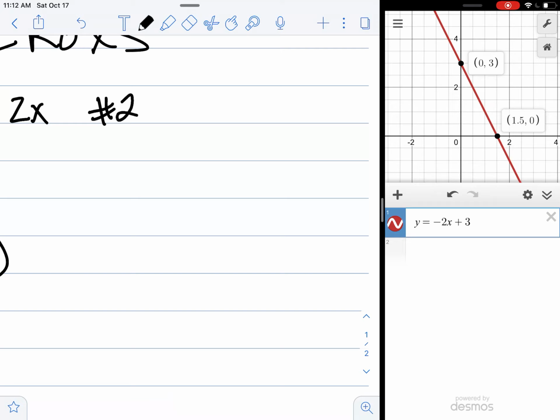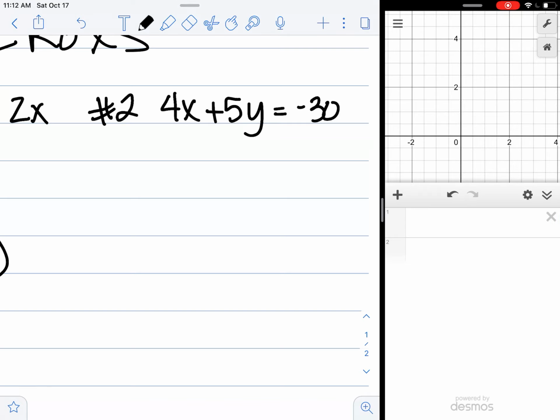Okay, number 2. We have 4x plus 5y equals -30. Again, we're getting our x or our y by itself, so we're going to make sure that we get this all by itself first. So we've got to subtract that 4x, and then what we do to one side, we're going to have to do to the other.